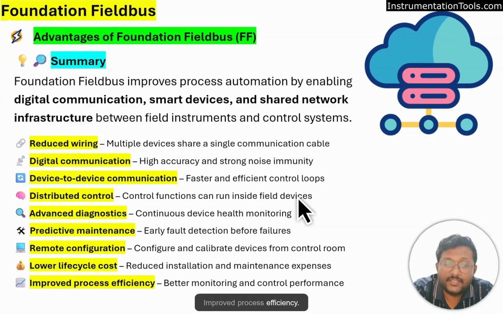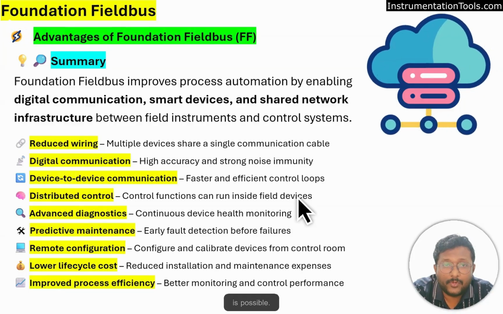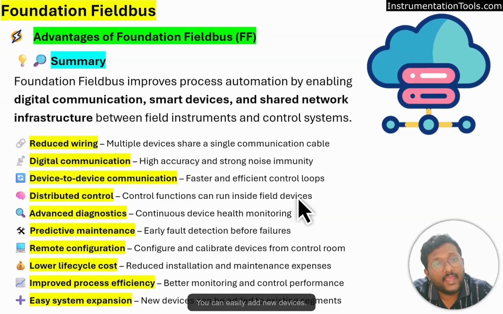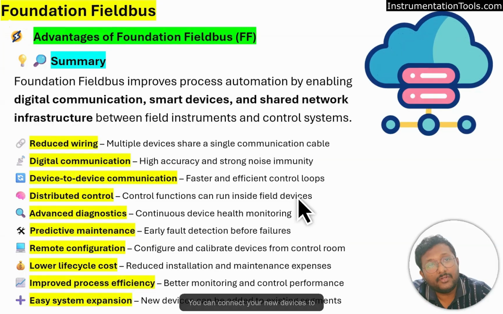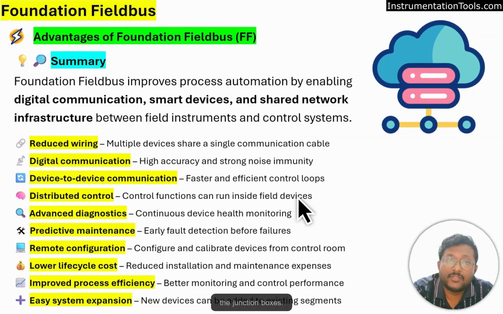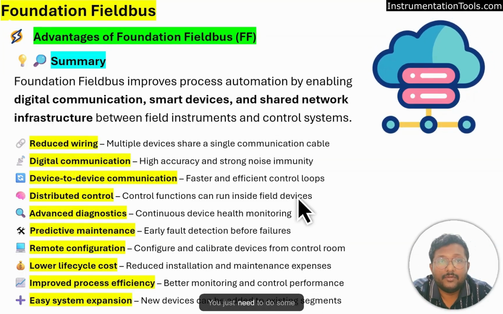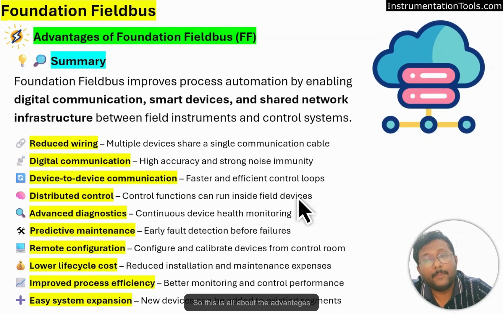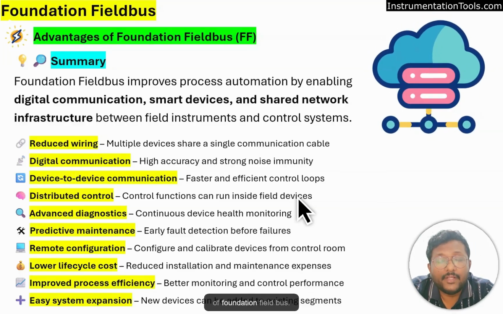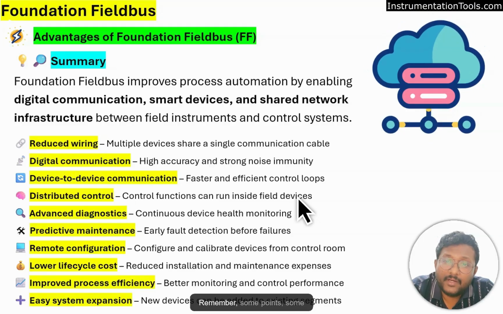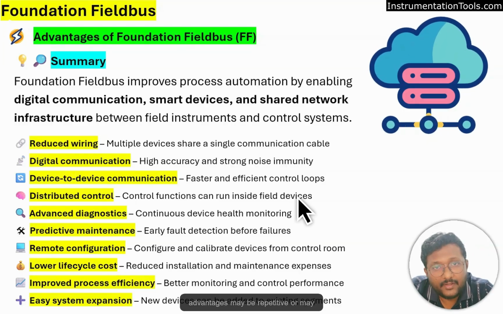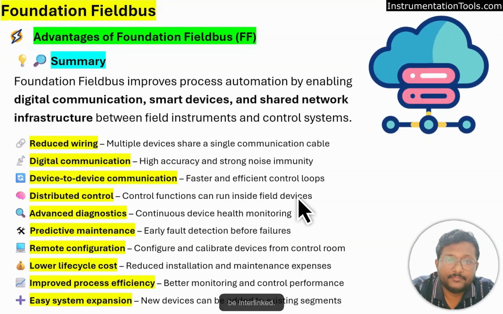Improved process efficiency, yeah, better monitoring and control is possible. Easy system expansion. You can easily add new devices. You can connect your new devices to the junction boxes, and that's it. You just need to do some programming. So expansion is very, very easy. So this is all about the advantages of Foundation Fieldbus. Remember, some points, some advantages may be repetitive or may be interlinked.